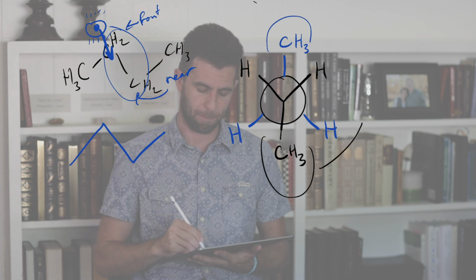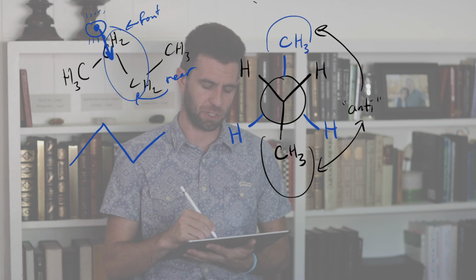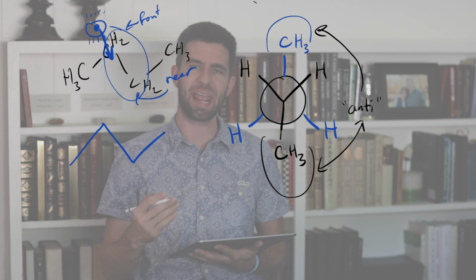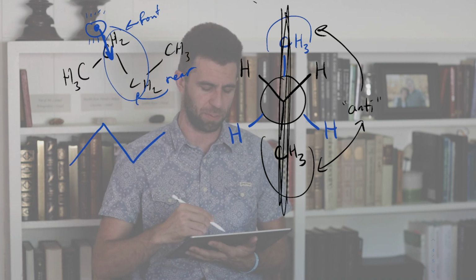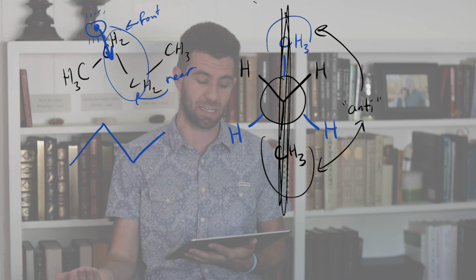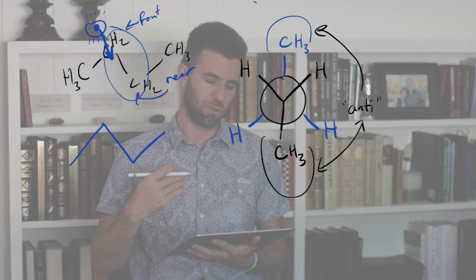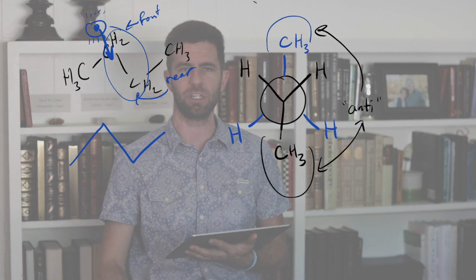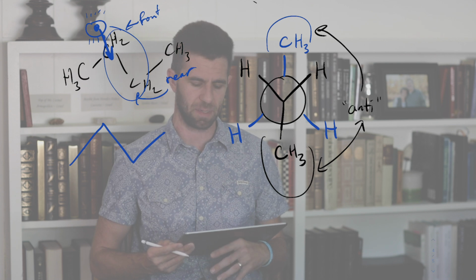We call this anti to each other. And actually, oftentimes this can be called anti-coplanar because all of this right here is in one plane. So these are coplanar in the same plane, but anti to one another in the molecule. All right? So this would be the lowest possible energy conformer. So let me draw real quickly what this ends up giving us.